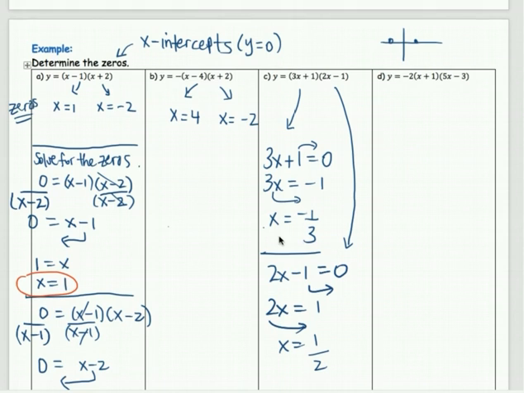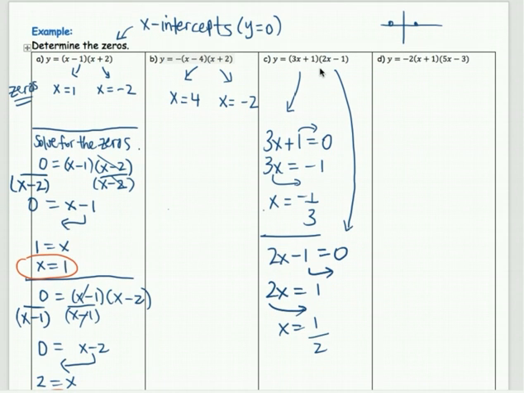And then there's your other 0. So the zeros for this one, it's not -1, +1. It's actually -1/3 and +1/2. Okay, so again, this is a way to solve for it.